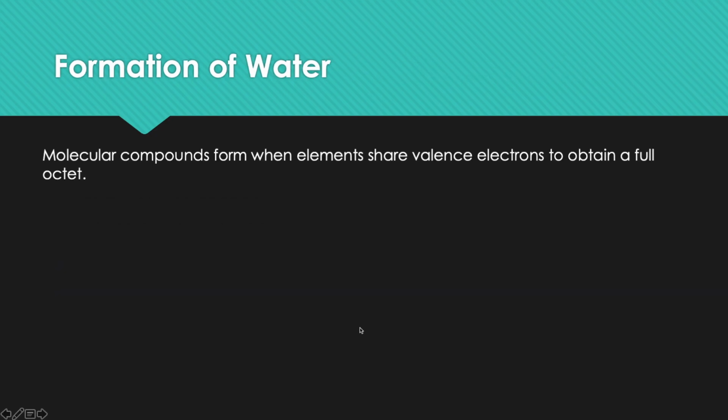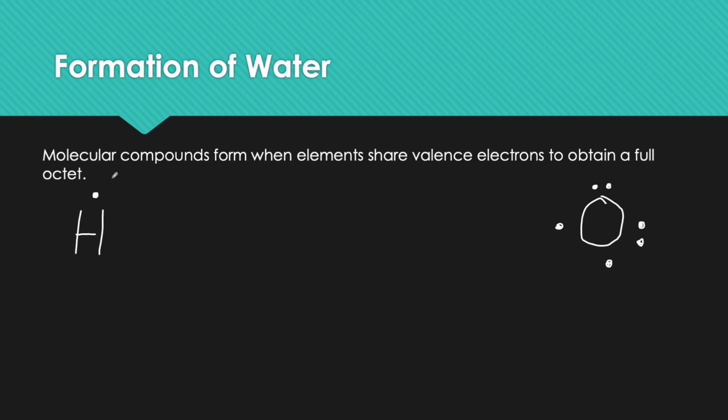So molecular compounds in general form when elements overlap their electron clouds and share valence electrons. So let's look at the example of water. Water, we know, is composed of hydrogen and oxygen. Hydrogen, as we know, has one valence electron, while oxygen, on the other hand, has 6 valence electrons. So when hydrogen and oxygen come together to form a molecular compound, they don't exchange their electrons. Instead, they're going to get close enough for their electron clouds to overlap.